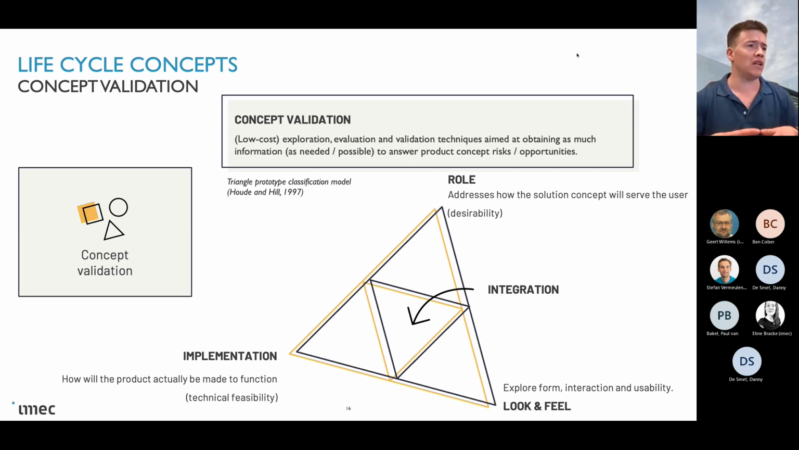If we bring these three together, that's the role, how it will be used, the implementation, the functionality itself, and can we actually make it a technical feasibility, and look and feel, then we're integrating this. So that's actually a later step.